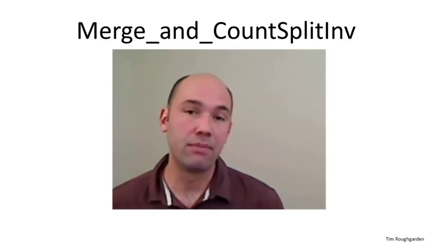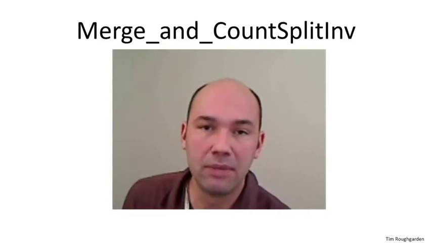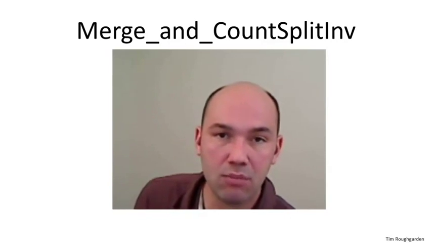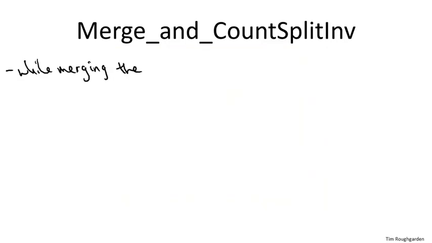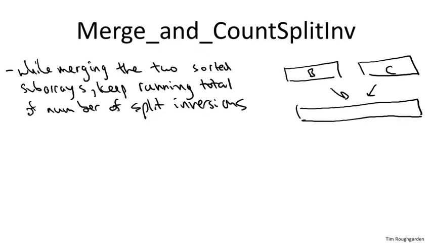And this will follow immediately from the previous claim, which indicated how split inversions relate to the number of elements remaining in the left array as you're doing the merge. So the idea is the natural one: as you're doing the merging of the two sorted subarrays, you just keep a running total of the number of split inversions that you've encountered. Right, so you've got your sorted subarray B, you've got your sorted subarray C, you're merging these into an output array D, and as you traverse through D and K goes from 1 to n, you just start the count at 0 and you increment it by something each time you do a copy over from either B or C.